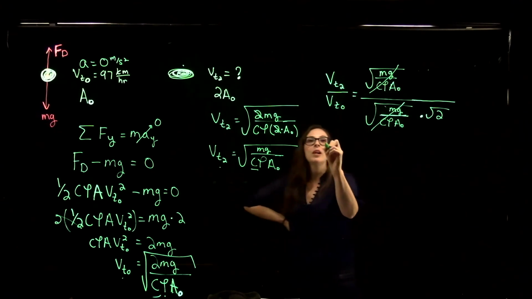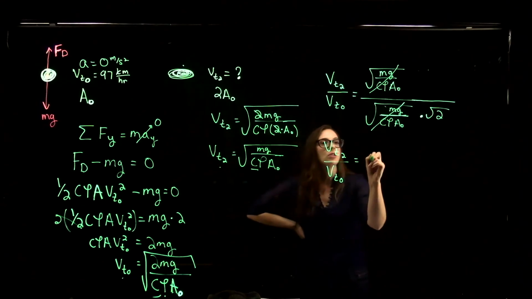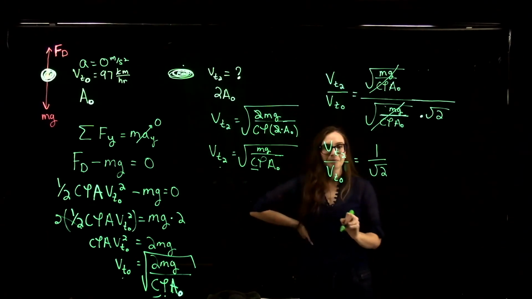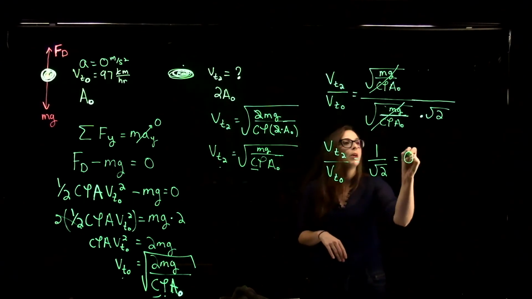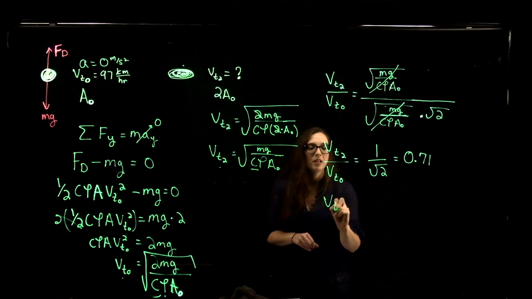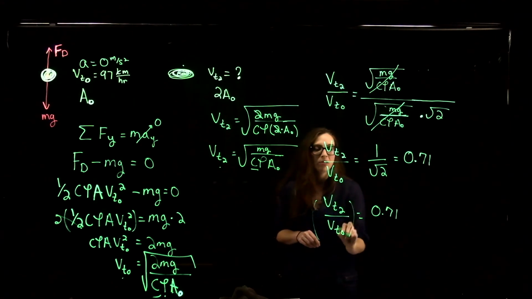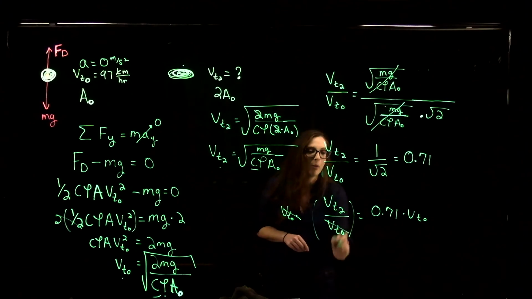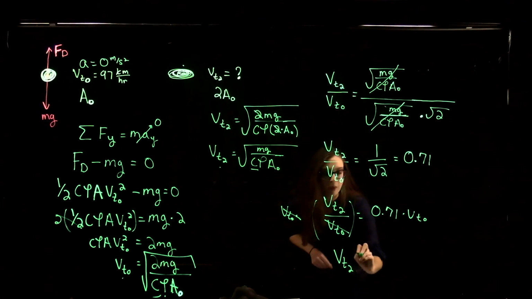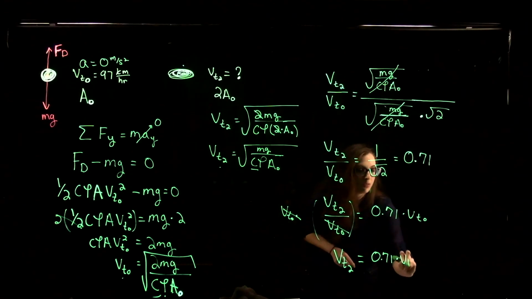So then we're left with the ratio that the terminal velocity when the cat is stretched out over the terminal velocity originally for the cat is equal to 1 over the square root of 2. Okay, 1 over the square root of 2 is about 0.71. So the terminal velocity of the cat when it's stretched out compared to the terminal velocity of the original cat equals 0.71. So I multiply both sides by our initial terminal velocity, then that cancels over here. So now we have an equation for the terminal velocity of the cat when it stretches out: it is equal to 0.71 times the original terminal velocity.